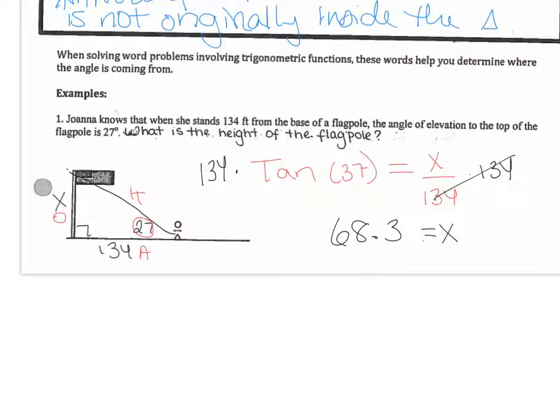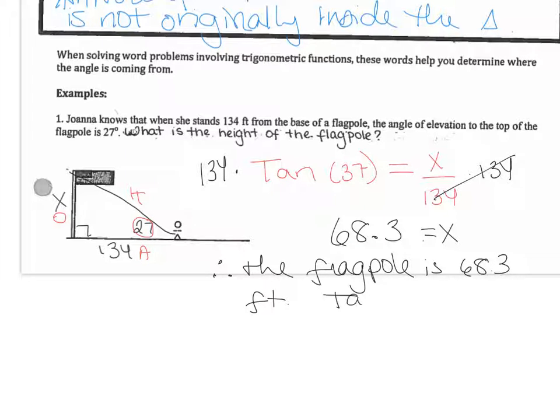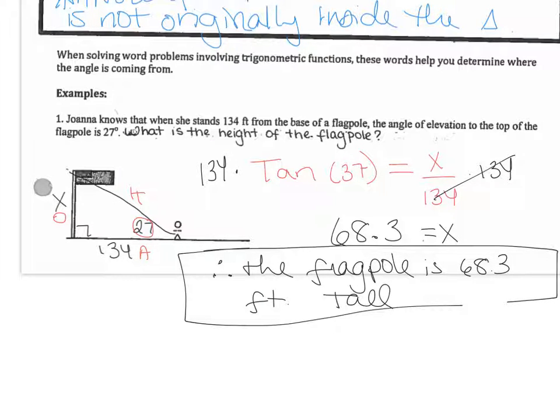Okay. So therefore, the flagpole is 68.3 feet tall. And I'm done. Okay. These types of problems are not any different than any of the other problems we've done. The only thing that's different is we now have where it says angle of elevation. So you have to remember, no matter if it says angle of elevation or angle of depression, they're the same measure, but they're always on the ground.